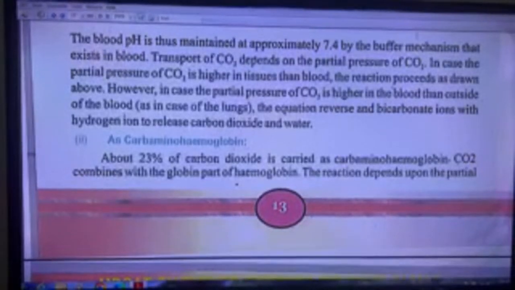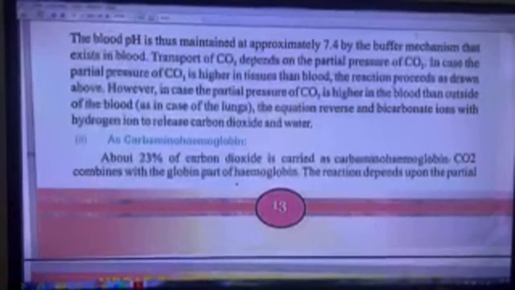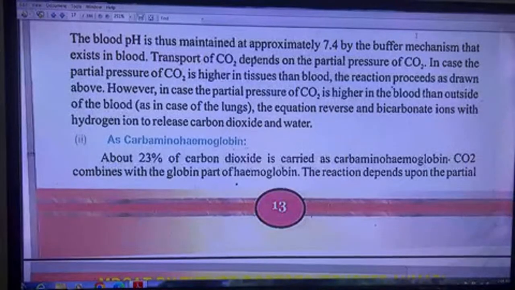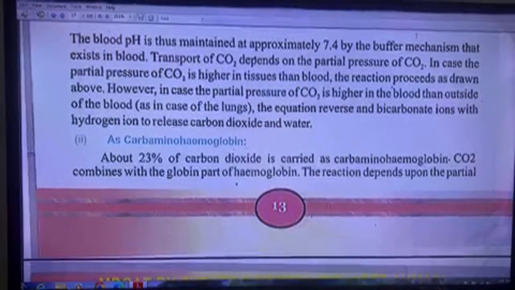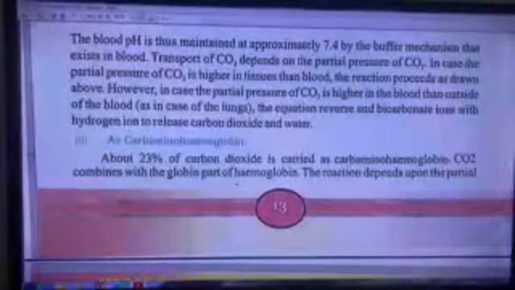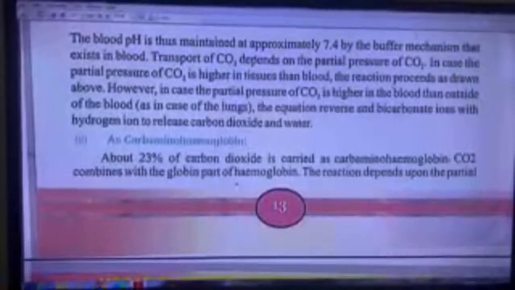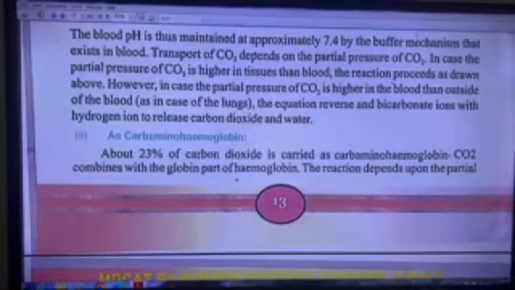Transport of carbon dioxide depends on the partial pressure of CO2. In case the partial pressure of CO2 is higher in tissues than blood, the reaction proceeds as drawn above. However, in case the carbon dioxide is higher in the blood than outside of the blood, as in the case of the lungs, the equation reverses. The bicarbonate ions combine with hydrogen ion to release carbon dioxide and water.